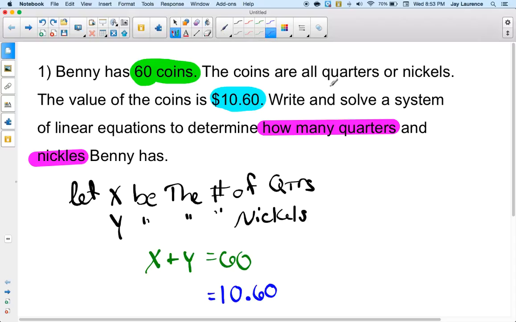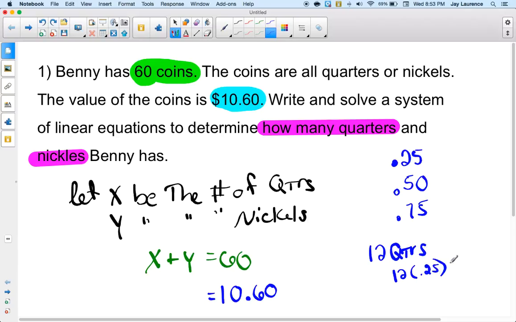So, let's think about this here. If we had 1 quarter, we would have 25 cents. 2 quarters would be 50 cents, right? 3 quarters, 75. But what if we had 12 quarters? How much money would we have then? Well, couldn't we take the number 12 and multiply it by 0.25, right? And I'm going to let you go ahead and do that. But if you do it, you should end up with 3. In other words, $3. Okay? So, to get the money from the quarters, I'm going to take the value of the quarter, 25 cents, and I'm going to multiply it by the number of quarters, x.